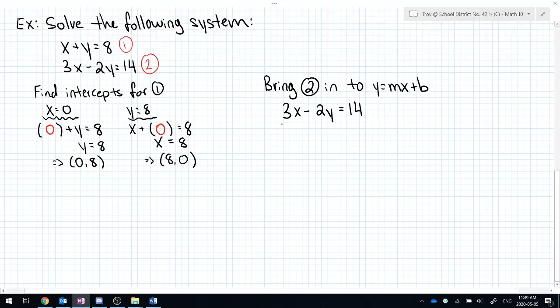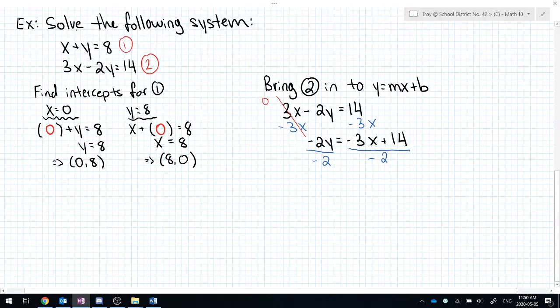We want to get y by itself, so we got a positive 3x on that side, so I'll get rid of that first. So of course these are going to cancel. And on the left, all we're going to have is a negative 2y. Then on the right, we'll have negative 3x plus 14. And then I want to just take care of that negative 2. So it's negative 2 times y. So if I'm going to bring it to the other side, I want to divide.